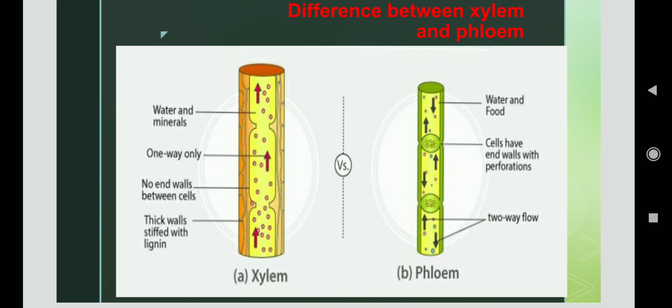In xylem, no end walls between the cells. It is a continuous path in the xylem. But in phloem, you can see cells have end walls with perforation. These are actually sieve tubes, right? Last, xylem has thick walls stuffed with lignin, means very strong. And in phloem, two-way flow we have already done, but they don't have such thick walls as in the xylem tissue, right? So this can be the major difference between xylem and phloem.